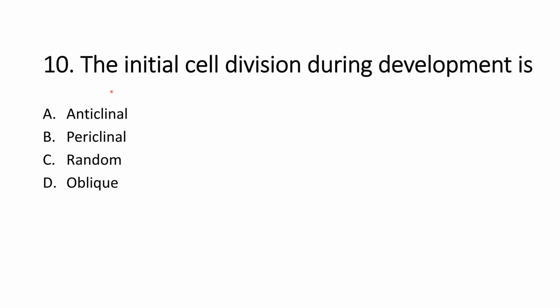Question number 10. The initial cell division during development is anticlinal, periclinal, random, oblique. So, what is the answer? Option A, that is anticlinal. During the early stages of development in plant embryos, the first cell division that occurs is known as anticlinal cell division. This plays a crucial role in establishing the basic body plan of the plant embryo. It sets the foundation for subsequent divisions and tissue differentiation.